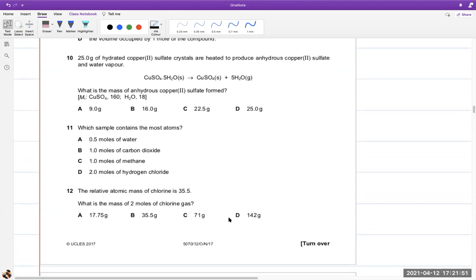All right, 25 grams of hydrated copper 2 sulfate crystals are heated to produce anhydrous copper 2 sulfate and water vapor. Okay, so two main terms here that you need to know: hydrated and anhydrous. Hydrated means that it has water of crystallization. That dot with 5H2O, if you see, that tells me that there is water of crystallization here. And so this thing will appear blue because copper sulfate is going to be blue because of the copper ion and how it interacts with light in presence of water.